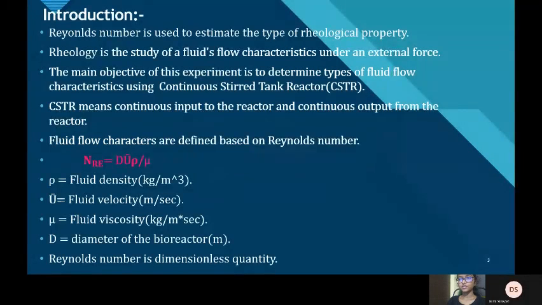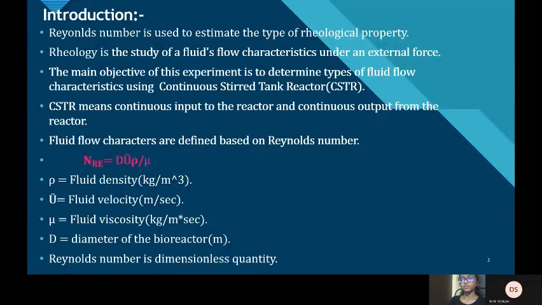Introduction. Reynolds number is used to estimate the type of rheological property. Rheology is the study of fluid flow characters under an external force. The main objective of this experiment is to determine types of fluid flow characters using a continuous stirred tank reactor. CSTR means continuous input to the reactor and continuous output from the reactor.